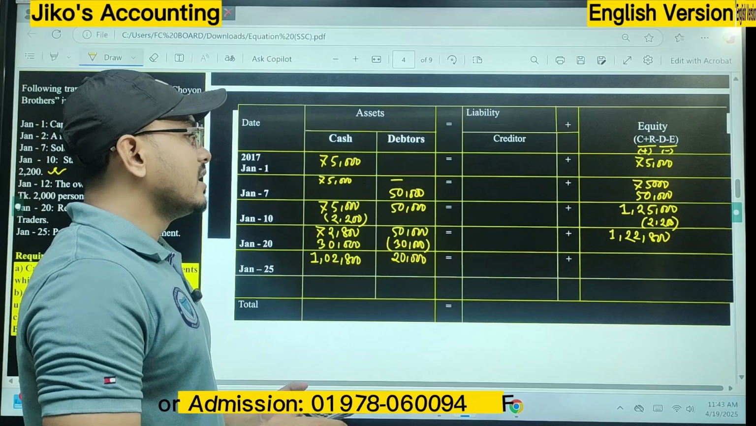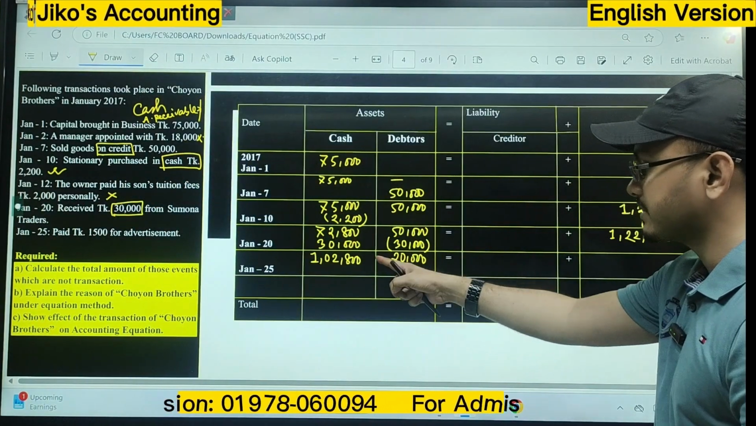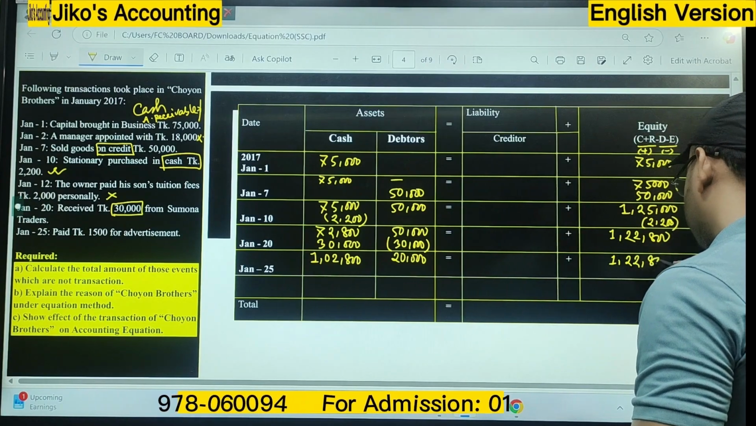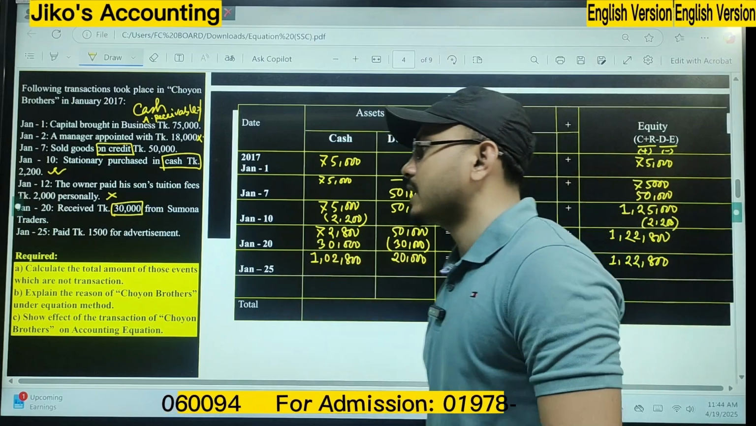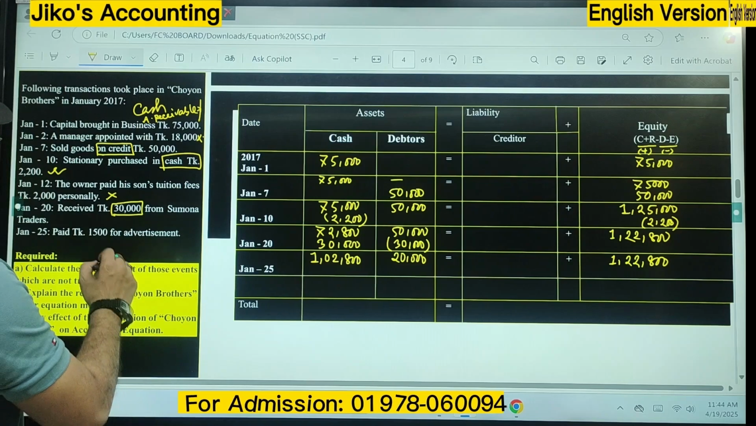Is it okay, sir? So what is the amount here? You can see if you add all of them, 1,22,800. Here also the same amount, 1,22,800 till January 25, 22. My balance is okay. This is our last.